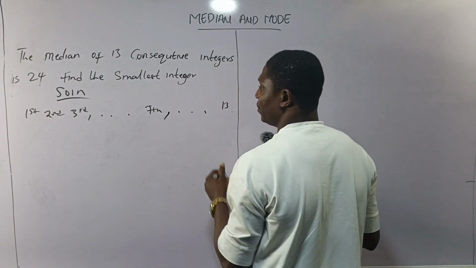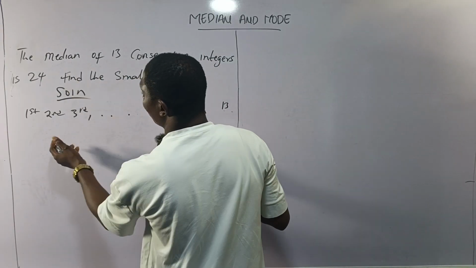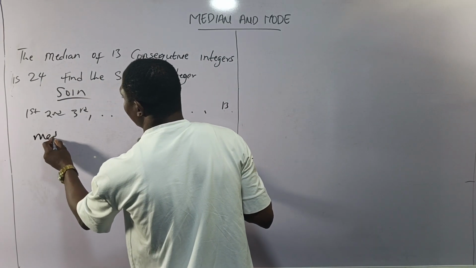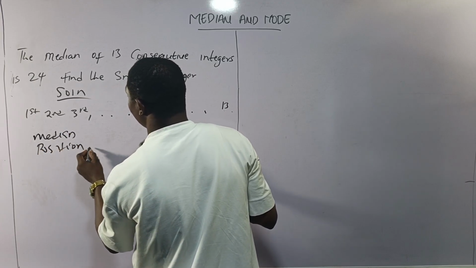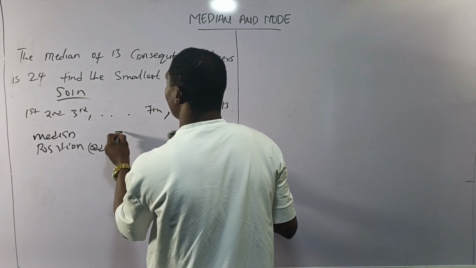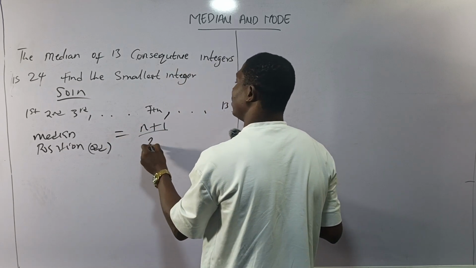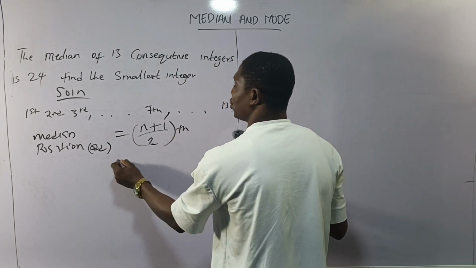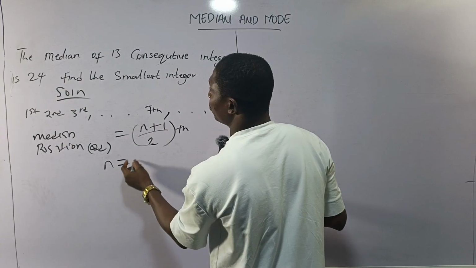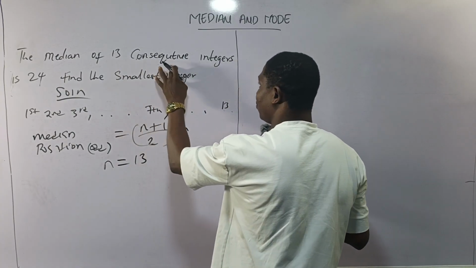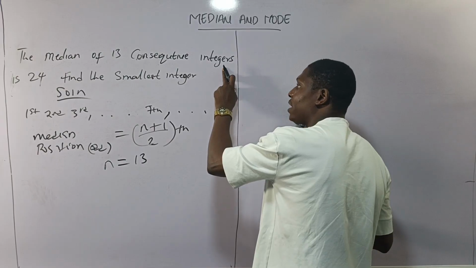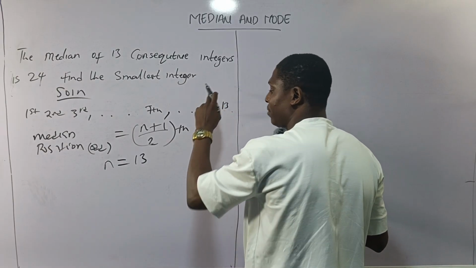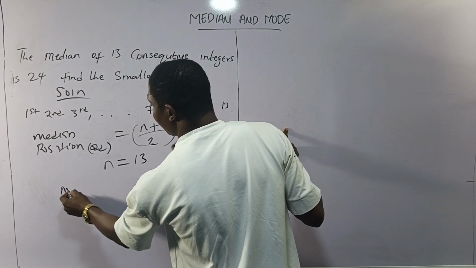How do I know it will be 7? Since we have an odd number, the median position for odd is equal to (n plus 1) over 2 in bracket th. Now n is equal to 13, because they said 13 consecutive integers. And remember, the word integer means whole number. It's not a fraction, neither is it a decimal.